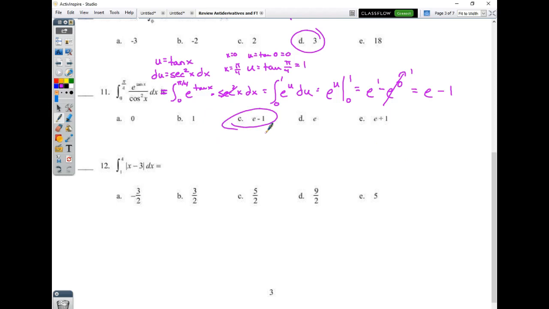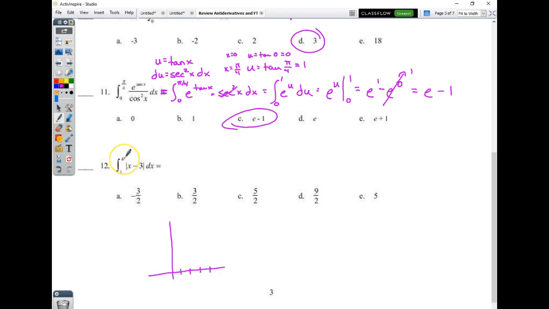Okay, moving on, we are up to question number 12 now. This is a weird one, absolute values. I don't want to write this as the split absolute value. I don't want to make this into a piecewise function. So, my hint for you with absolute values is to draw the picture.